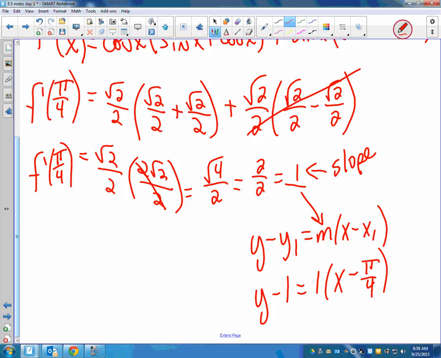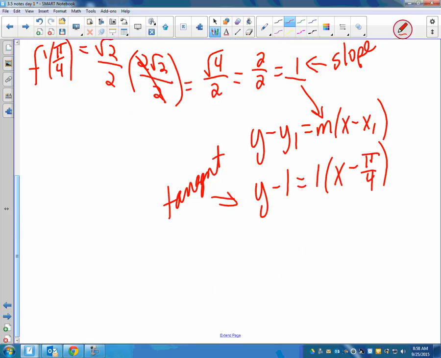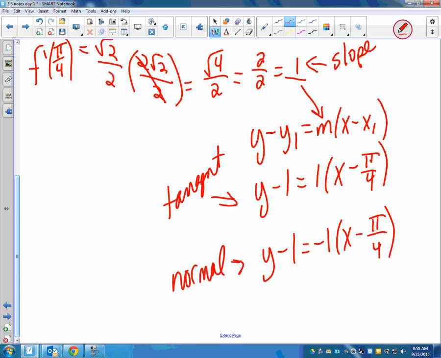It talked about the normal line up there, but we're running out of time. But just really quick, what does it mean if it says find the normal line? Negative reciprocal slope. Right. The normal line is the line that's perpendicular to the tangent line. So really, all you have to do is do the negative reciprocal of your derivative, which is really easy because it's just negative 1.